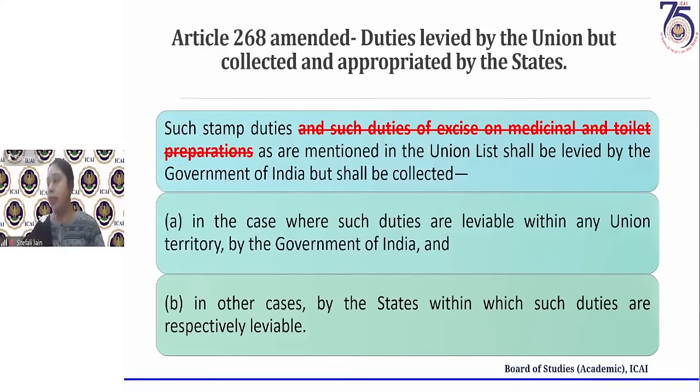Center can't interfere in the state list, that is true, but then we have residuary power, we have these special powers given under section 249 and 250. And these three lists are in Article 246. Yeah, that is true, Aisha, that 246A is the special article for goods and service tax.